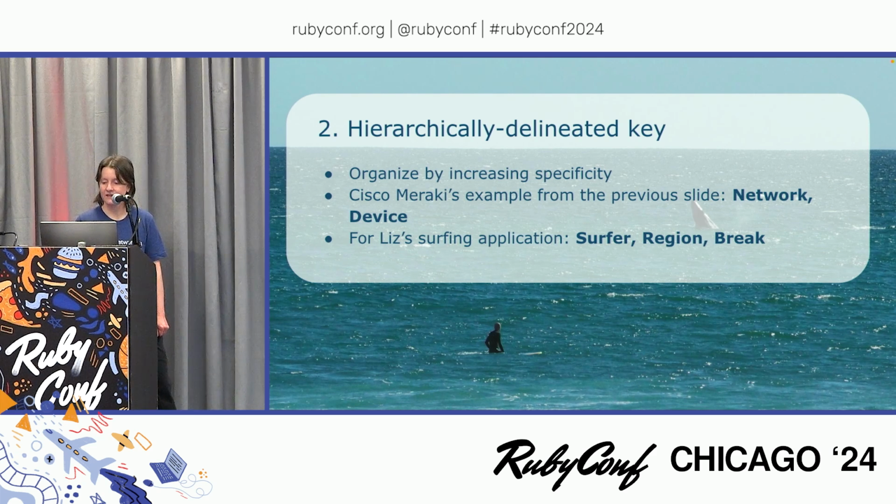While we want to store data for multiple surfers, it doesn't make much sense to query data across many surfers, since each surfer is interested only in their individual progress. This means that we can prefix our primary key with the surfer so that all the data for a single surfer is co-located in the table. Then we can follow the hierarchical pattern with region and then break. The region might be, say, Los Angeles, and the break might be Malibu First Point. The region and break are very similar in concept to the example from Cisco Meraki, since a region contains many breaks.